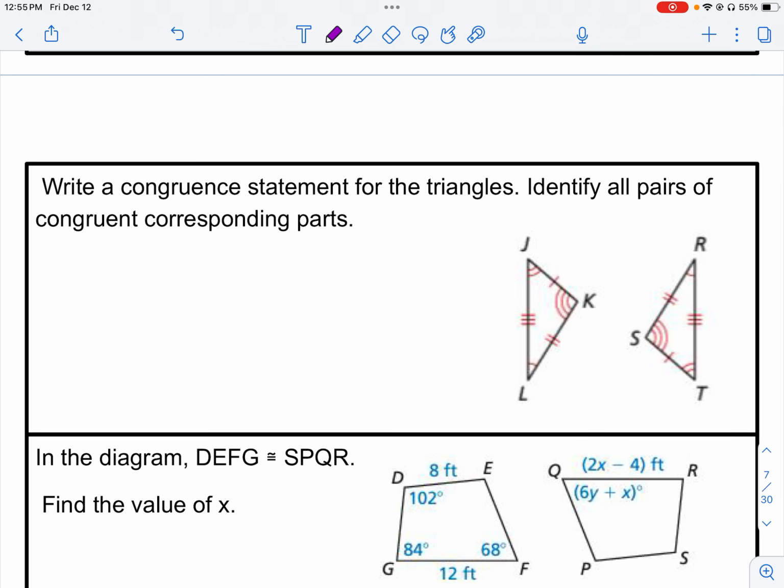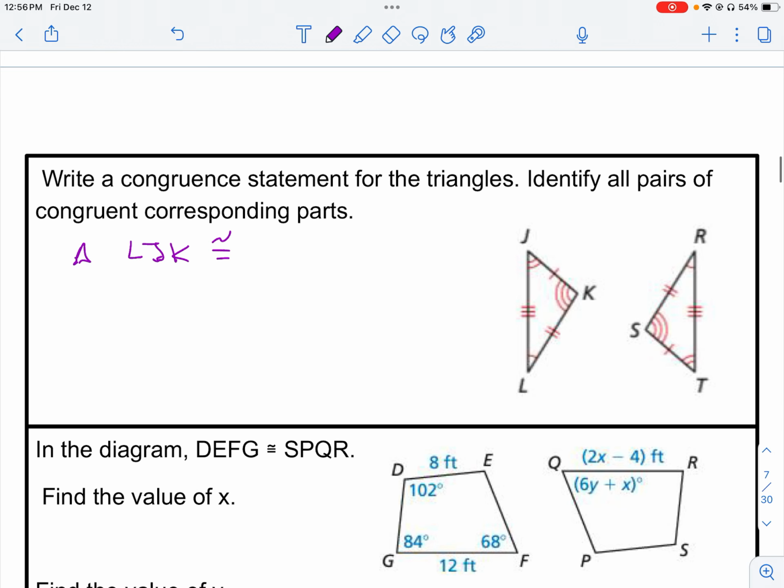So let's do another example. And let's start with triangle LJK is congruent. So pause the video here, name the corresponding triangle, the corresponding parts, and then restart and see how you did. All right, so we have triangle LJK, and we want to match it up. It's going to match up with triangle RTS.